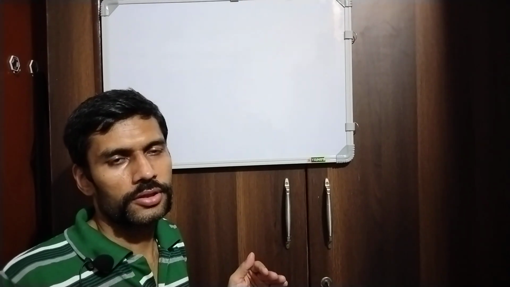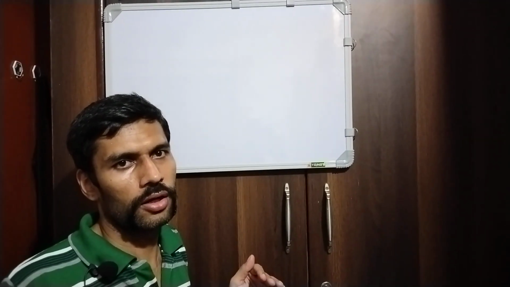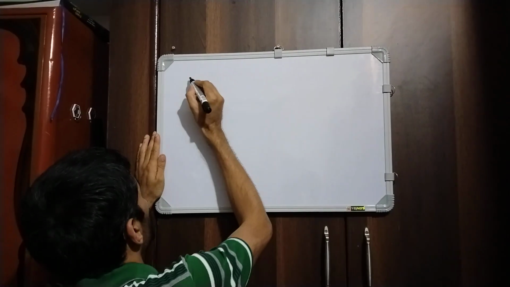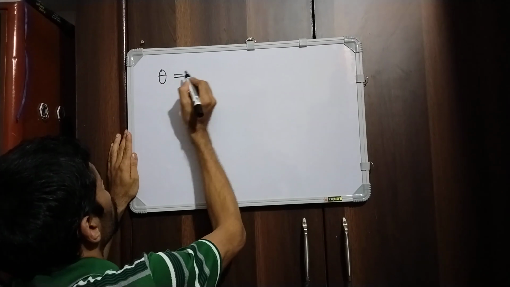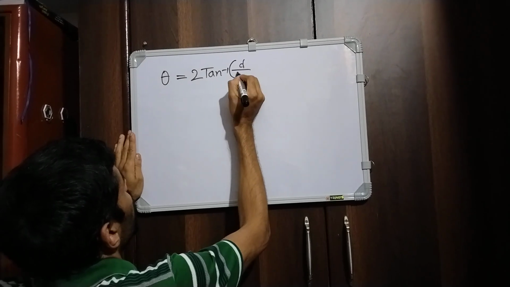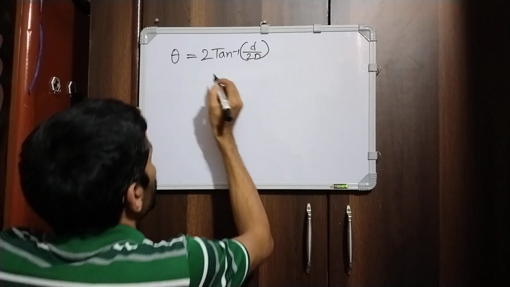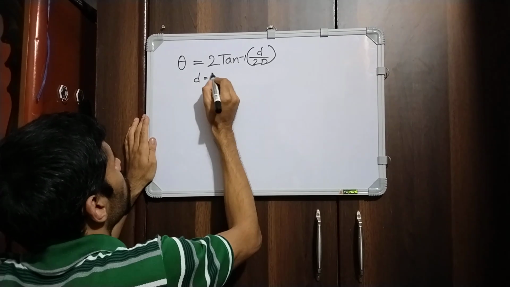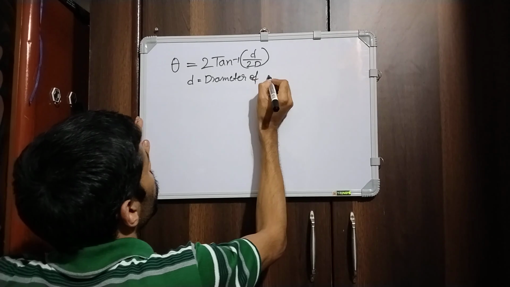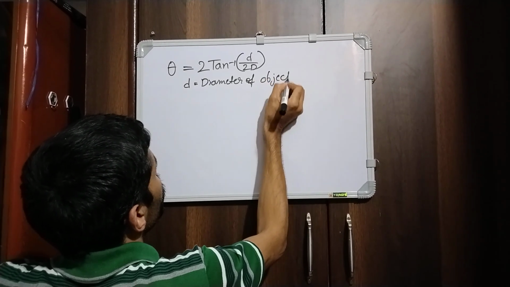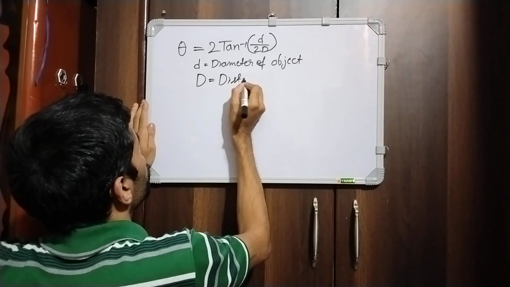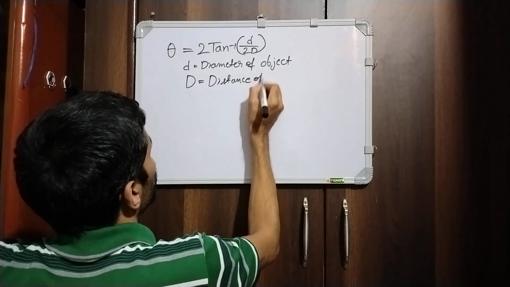Good evening, friends. Yesterday we saw what visual angle is and how to measure it. Just as a recap, we have this formula for visual angle: theta is equal to 2 tan inverse of small d by 2 capital D, where small d is the diameter of the object and capital D is the distance of the object from the observer.